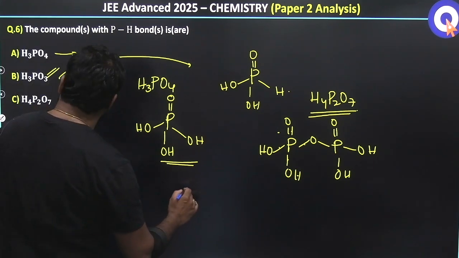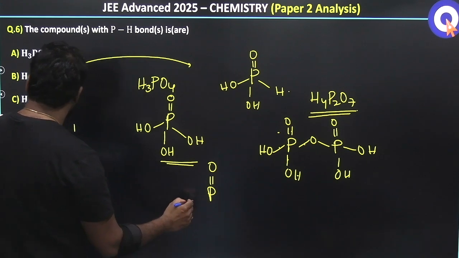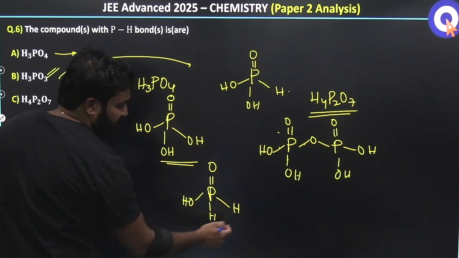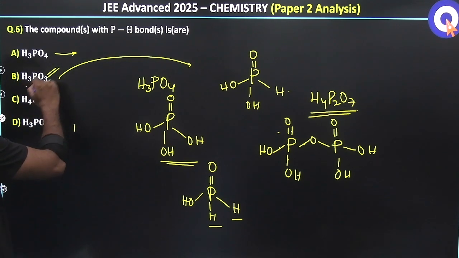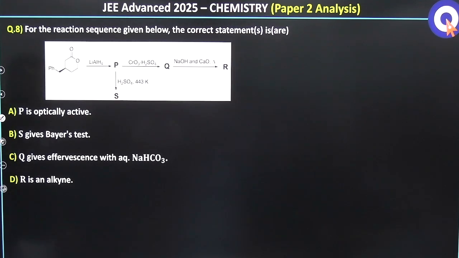Next, what is the other one? Hypophosphorus acid. If you take P double bond O, and what exactly do we have? OH, and only hydrogens are there that we can directly attach to the P. So which compounds are there in which we will have P-H bonds? Option B as well as option D, right? That's all, right? Next, from here our HOD will discuss all the other questions, right?